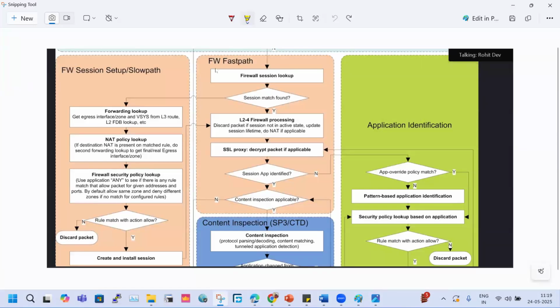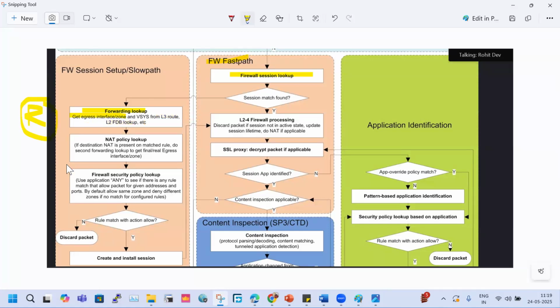So guys, I think this part is clear to everyone. Once the traffic comes to the firewall and it's a new connection, the slow path will be preferred. And if it is an existing connection, by checking the session lookup, it will follow the fast path. In the slow path, what will it check? First of all, it will check the forwarding lookup. In forwarding lookup, it will check the egress interface and egress zone, and the L3 route, that is the routing table. And FIB, the forwarding database, which comes in policy based forwarding. Total routing will be done here.